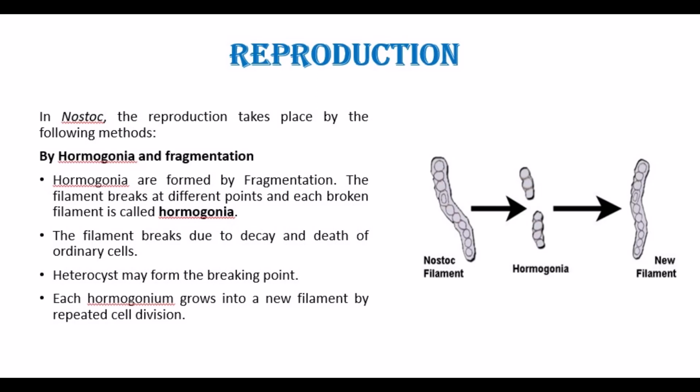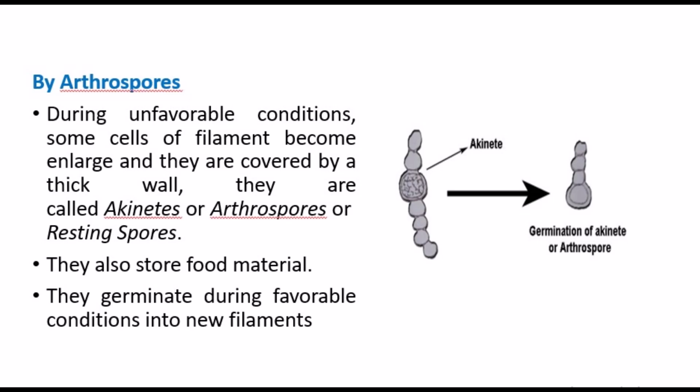Hormogones are formed by fragmentation, where the filament may break at definite points, and each broken part is called a hormogonium. The filament may break due to the death and decay of the normal vegetative cells. Heterocysts may also assist in bringing about a breakage in the filament. Each hormogonium grows into a new filament by repeated cell division.